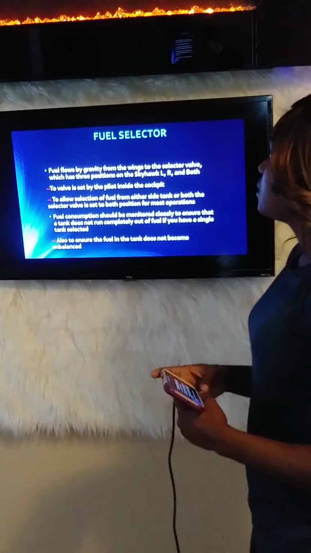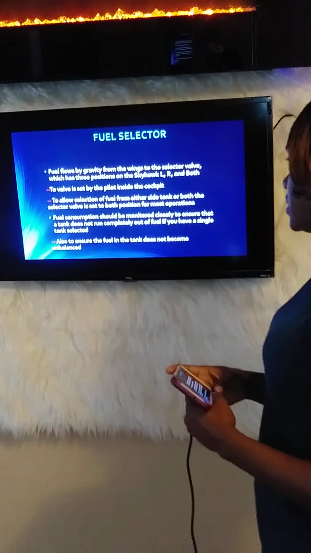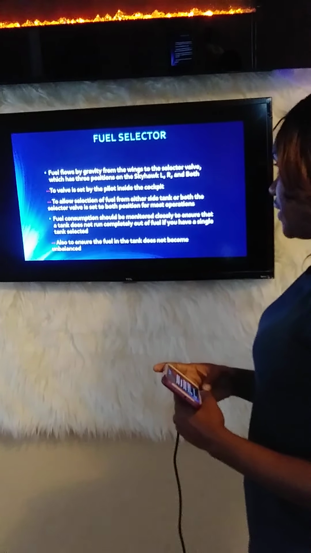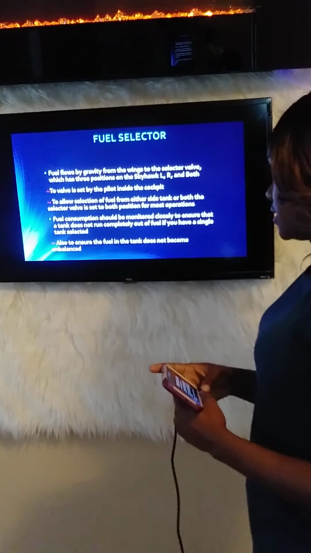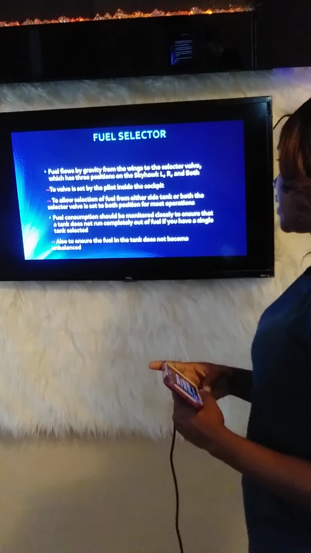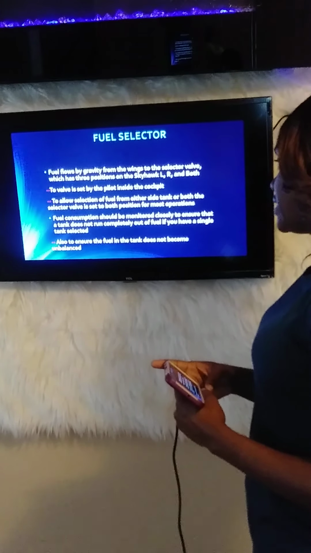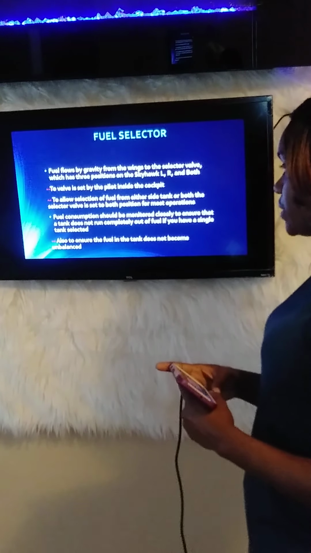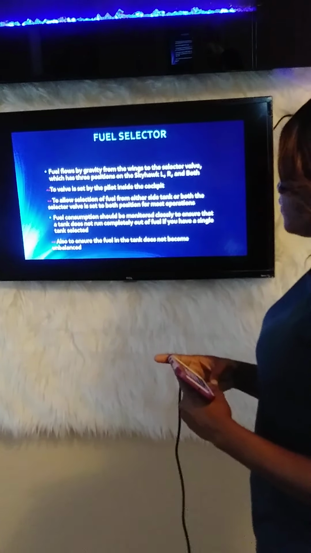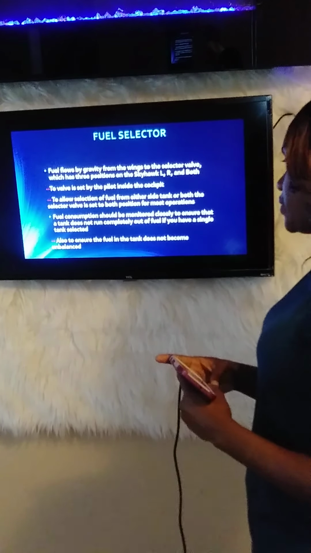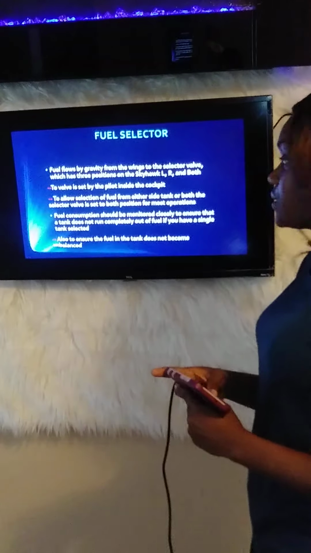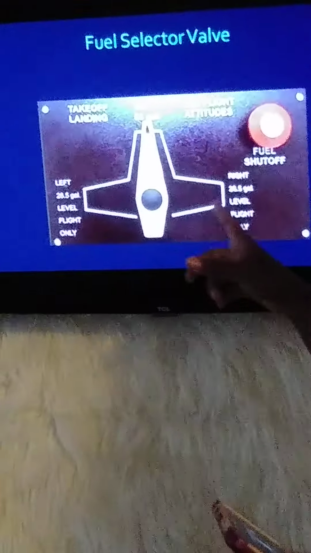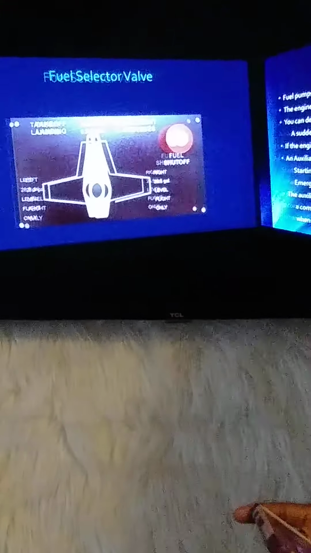Fuel selector. Fuel flows by gravity from the wings to the selector valve, which has 3 positions on the Skyhawk: left, right, and both. The valve is set by the pilot inside the cockpit. To allow selection of fuel from either side of the tank or both, the selector valve is set to both positions for most operations. Fuel consumption should be monitored closely to ensure that the tank does not completely run out of fuel if you have a single tank selected. Also, to ensure the fuel in the tanks does not become unbalanced. This is a picture of what the fuel selector valve looks like in the cockpit. You have left, right, and both, which is what you want to have it set to.